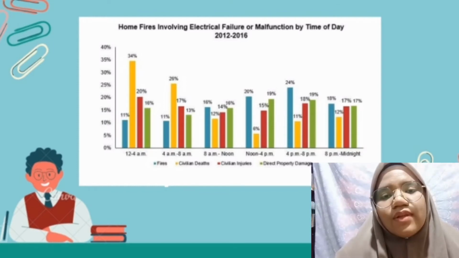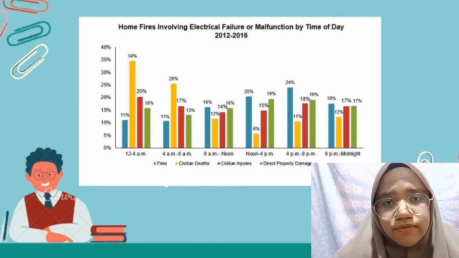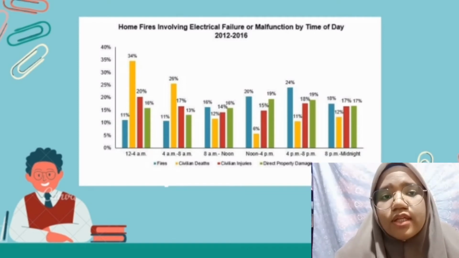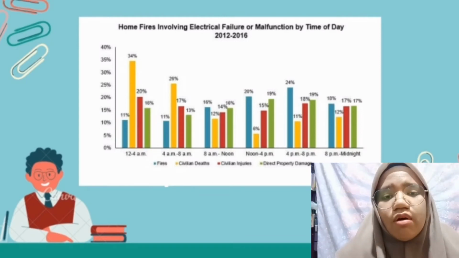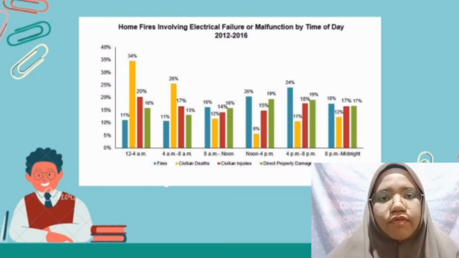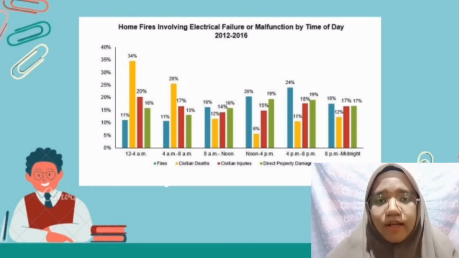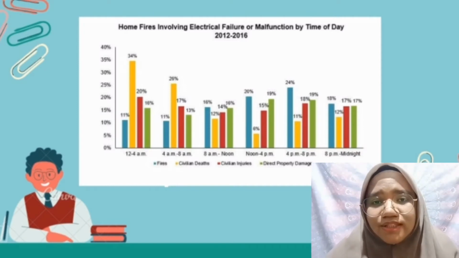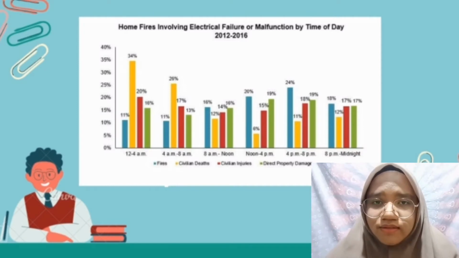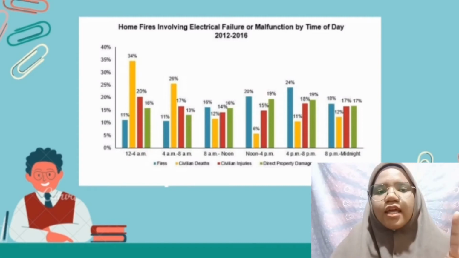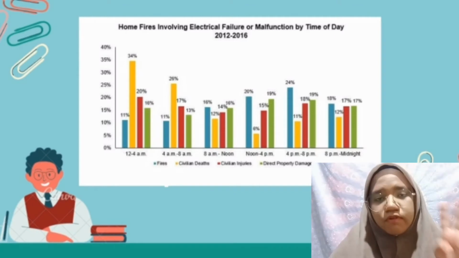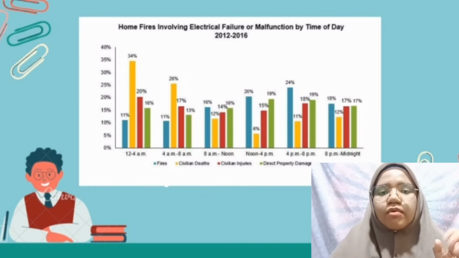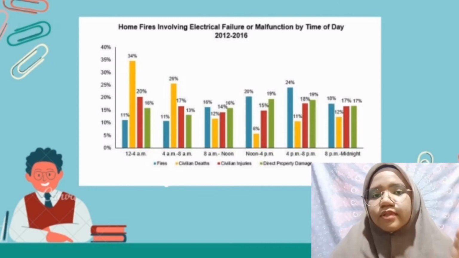Okay, next, 26% of civilians agree that civilian deaths still the highest percentage that involved in home fires. Therefore, the percentage of fires is obviously lower than civilian deaths. At 4 to 8 a.m., it can be seen that the percentage of civilian injuries was higher by 4% than direct property damage at 13%.